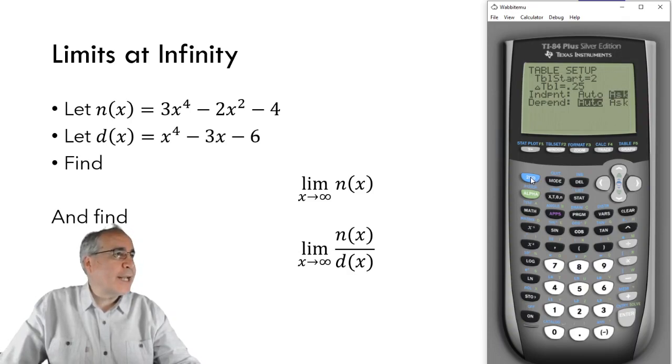So now that we're on ask, I go second table, and it's going to ask me for values. Well, let's see what happens at 10. Oh, it's getting big. How about 100?